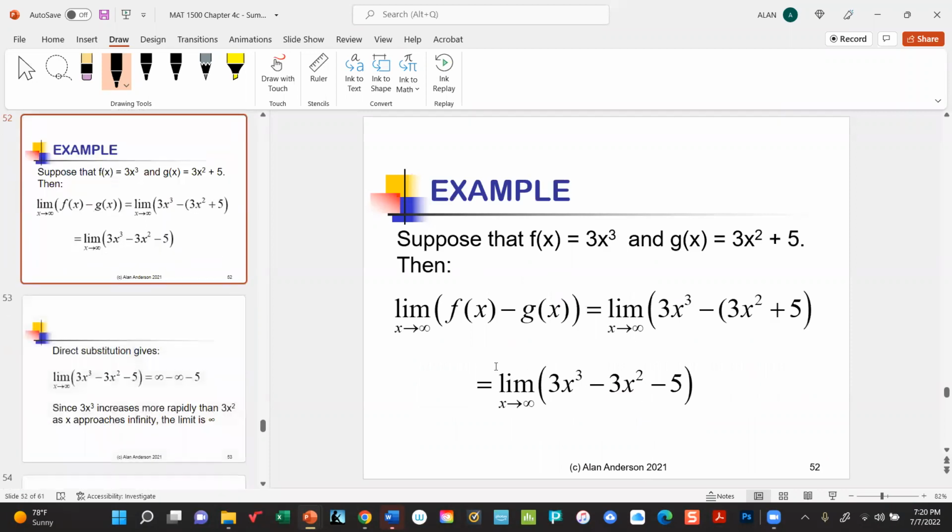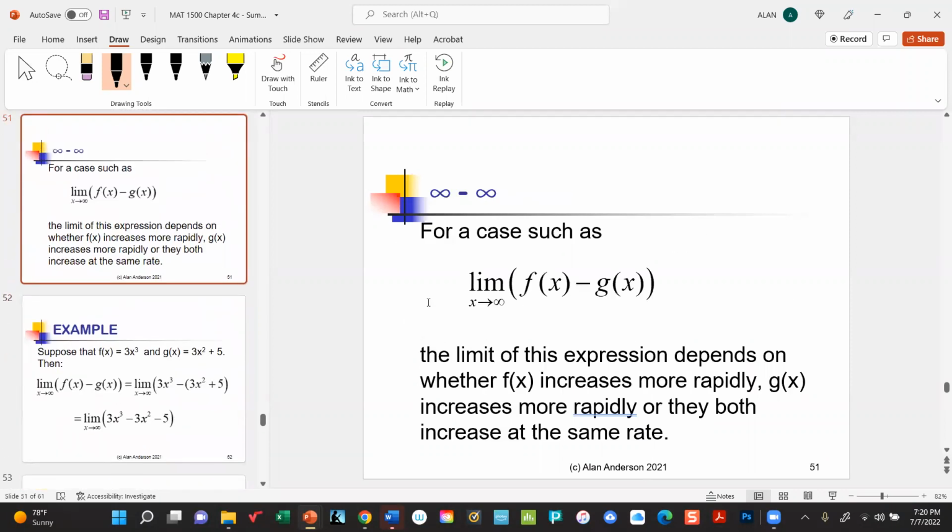Now, some of these cases can get very bizarre. Like here, for example, if you have a result of infinity minus infinity, then you have to take a look at the individual functions and decide which ones are increasing the most rapidly as x approaches infinity. That will help us decide if the function is approaching positive or negative infinity. So here's an example. We're going to take the difference between two polynomials.